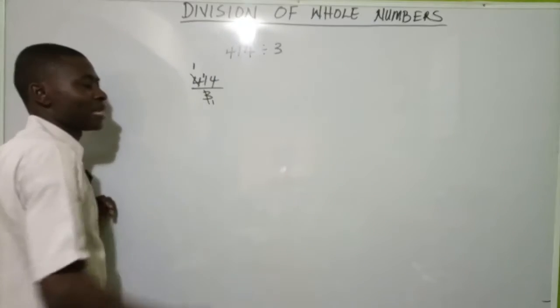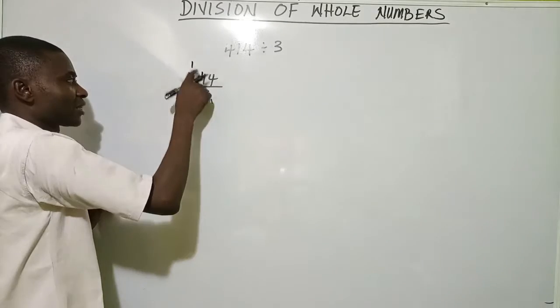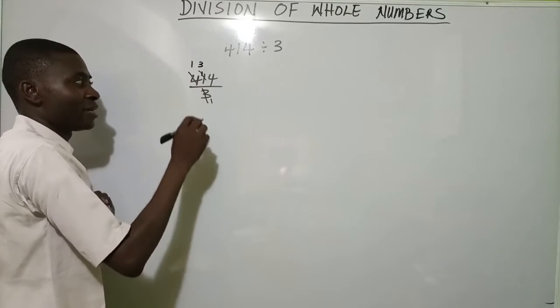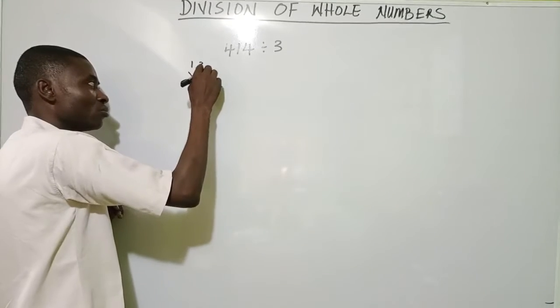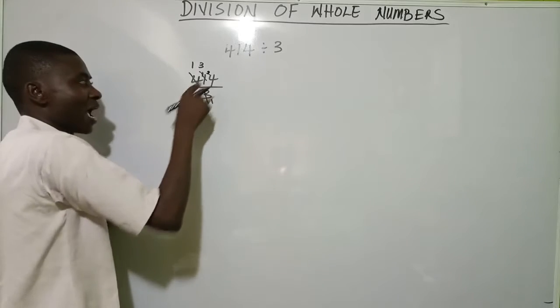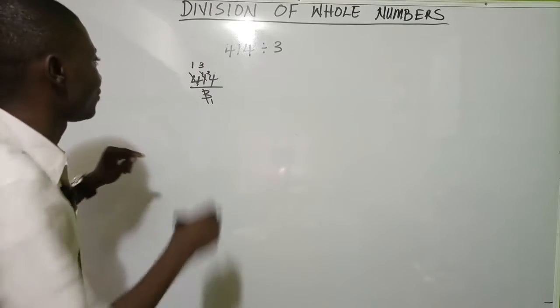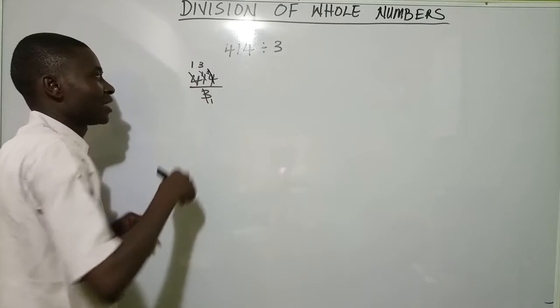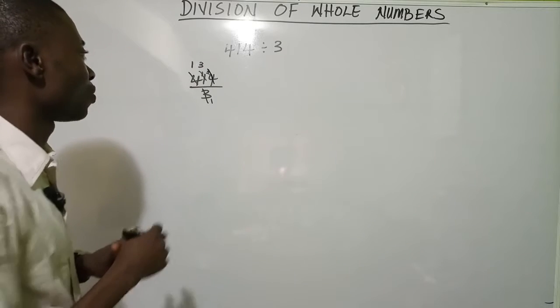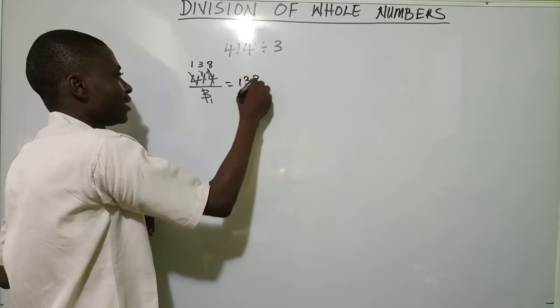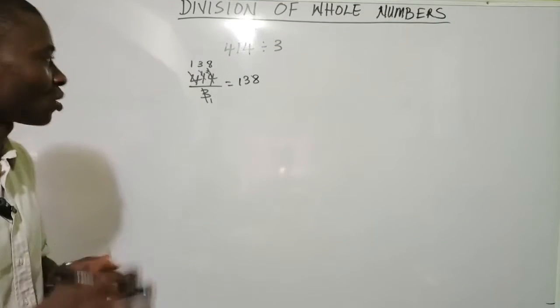So I'll drop the 1 there. It becomes 11. How many 3 do I have in 11? That is 3, remainder 2. Then the 2 becomes 24. How many 3 do I have in 24? That will be 8. So my answer will be 138.